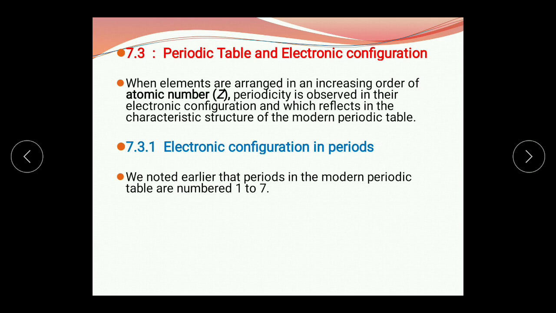Now, we have accepted the structure of atom that is given by Rutherford. The structure of atom shows that at the center of the atom there is a positively charged nucleus containing protons and neutrons, out of which protons equal to Z, that is atomic number, are there in the nucleus along with neutrons which are neutral in nature.